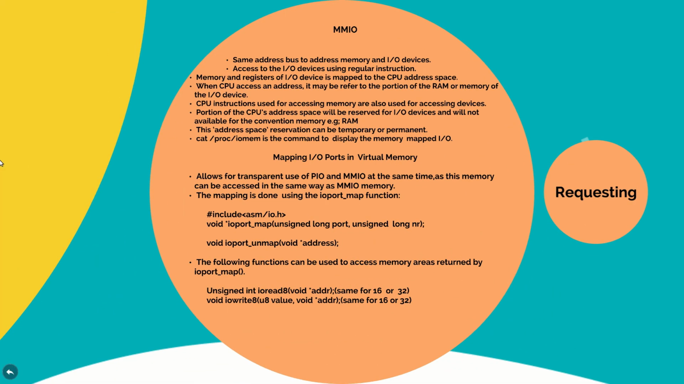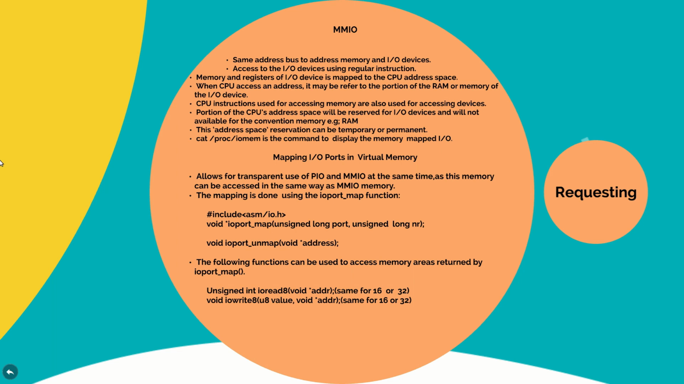So now we will go to the memory mapped IO. In memory mapped IO, the same address bus is used to address memory and the IO devices, and access to those IO devices uses regular instructions. So here we are not using any special instruction which we have used in IO ports. Memory and the registers of the IO devices are mapped to the CPU address space. When CPU accesses an address, it may refer to a portion of RAM or the memory of the IO device. So you need to take care of these things.